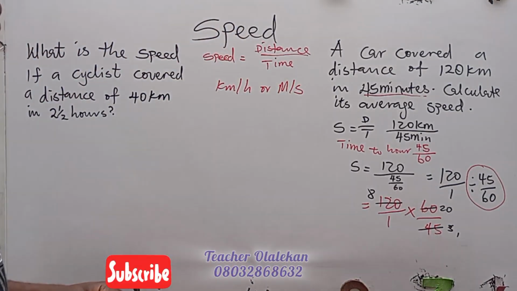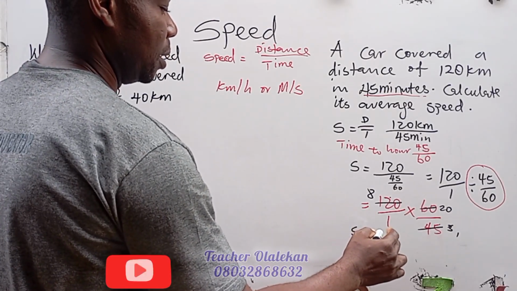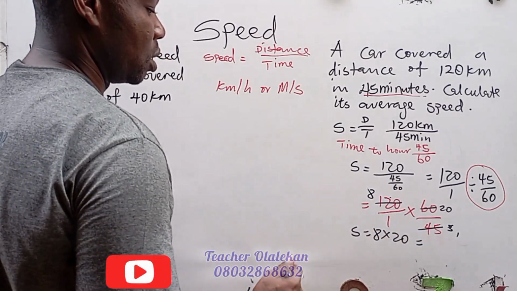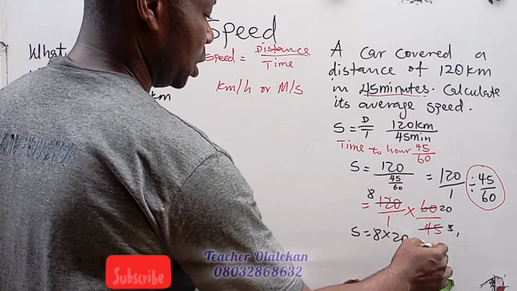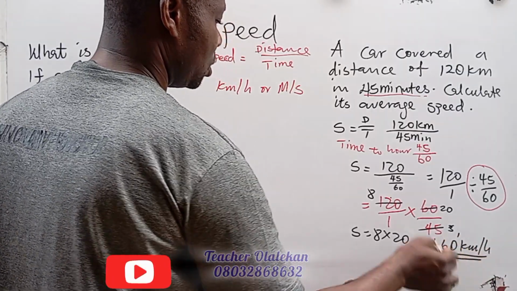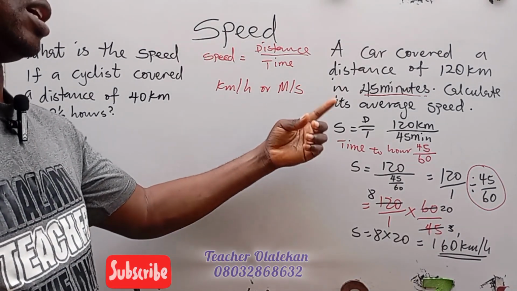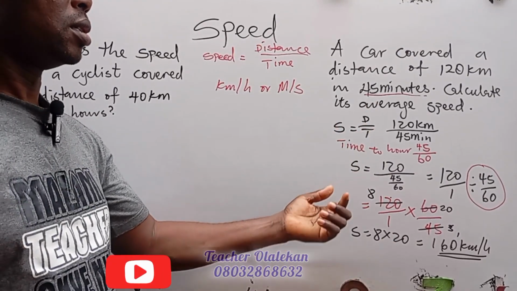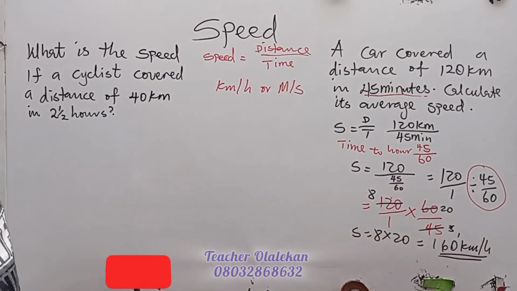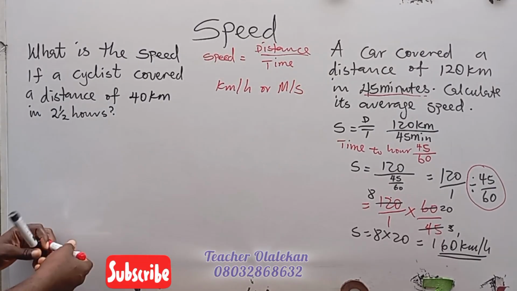So that means our speed will be equal to 8 times 20, which is equal to 160 kilometers per hour. So our final answer is 160 kilometers per hour. That means the driver was actually driving at 160 kilometers per hour in order to cover the distance of 120 kilometers in 45 minutes.